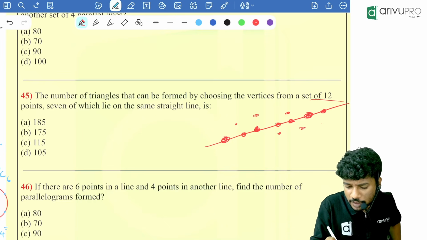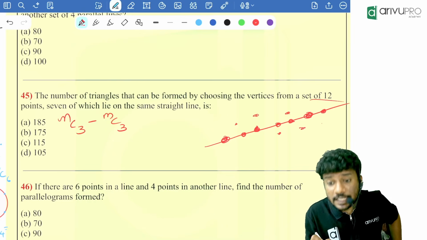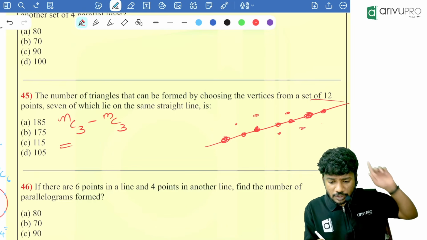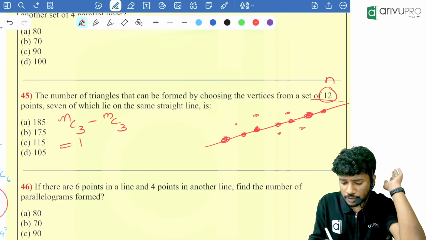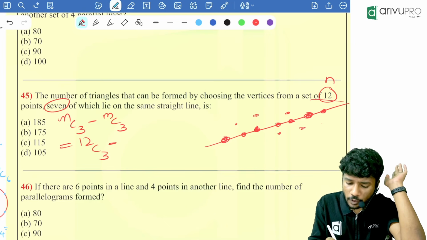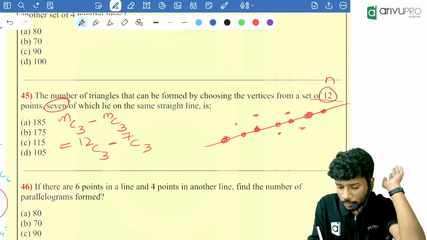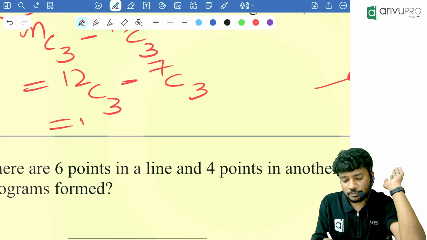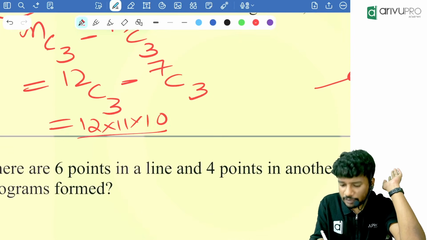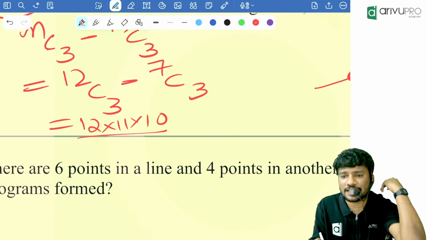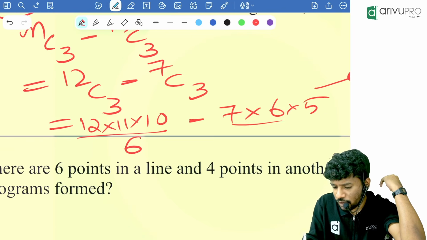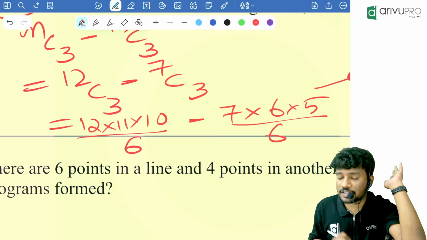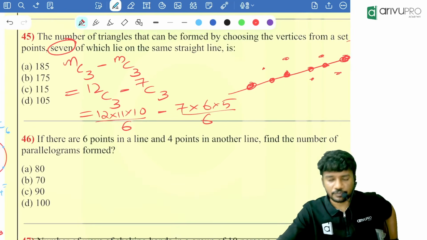Now look here. How many can be formed? What is the method? NC3 minus MC3, where M is the collinear points. N is the total number of points: choosing from 12 points, in total 12. So 12C3 minus, how many are collinear? 7 are collinear, so minus 7C3. Take your calculator, people. 12 into 11 into 10 divided by 3 factorial. 3 factorial is 6. Minus 7 into 6 into 5 divided by 3 factorial. 3 factorial is 6.